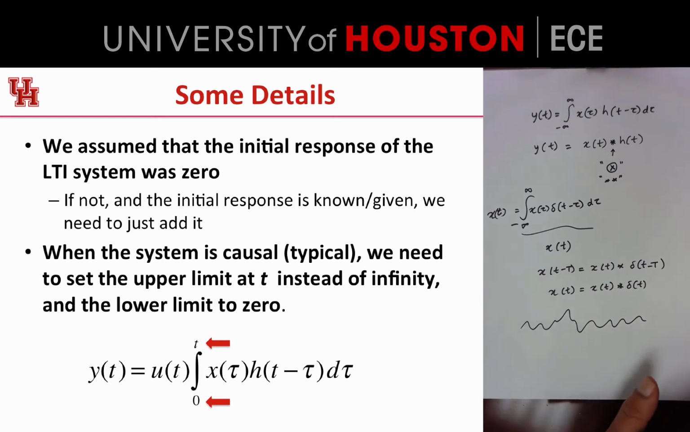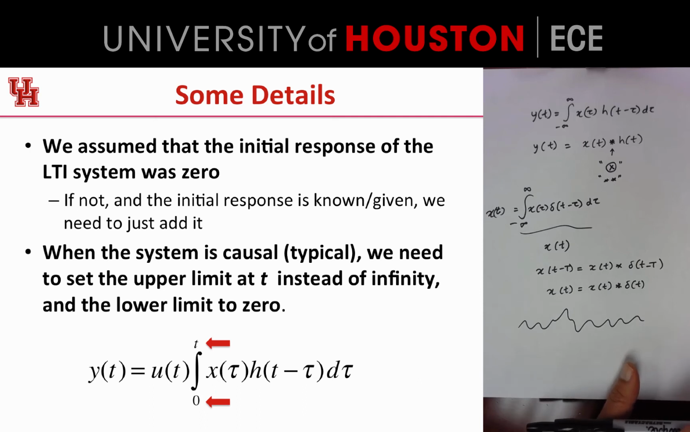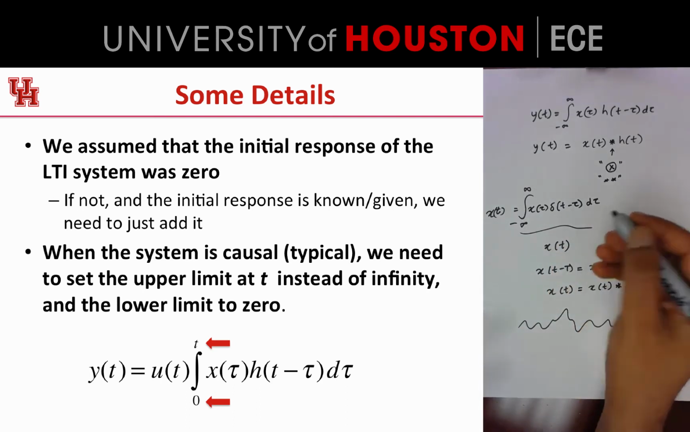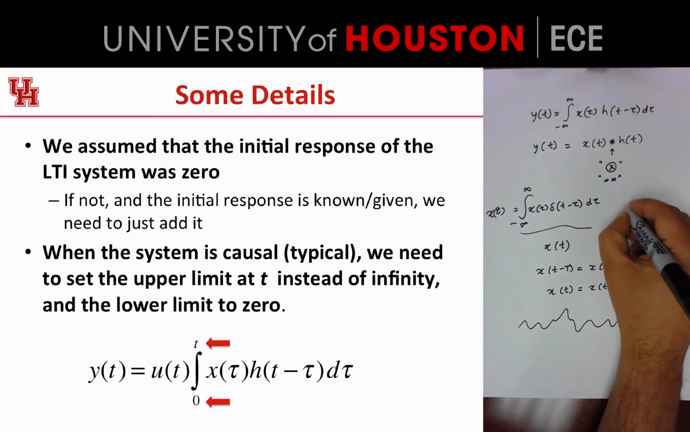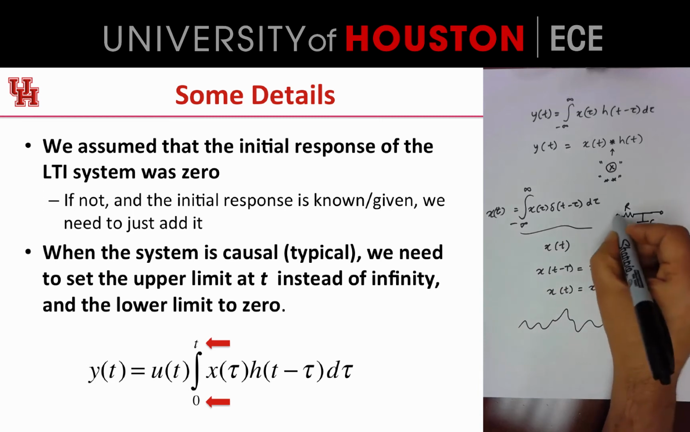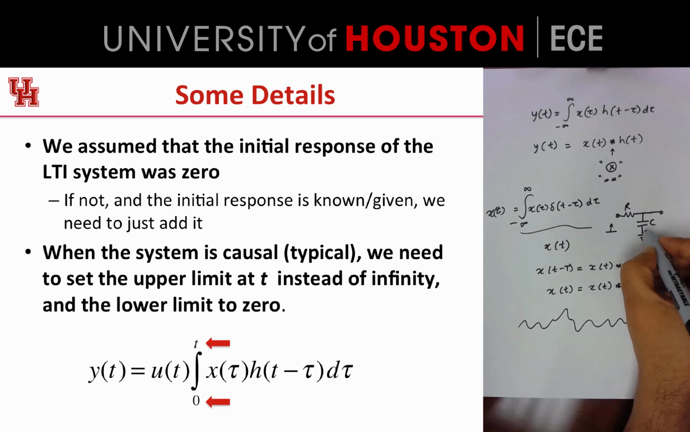A couple of minor details are in order, minor but important. So far we have assumed that the linear time invariant system had a zero input. But that's not always the case. For example, if you have an RC circuit like we've been talking about, when you first apply an input, say an impulse, there's no saying that the capacitor will be completely discharged. It may have some initial charge on it. So that's called an initial condition.